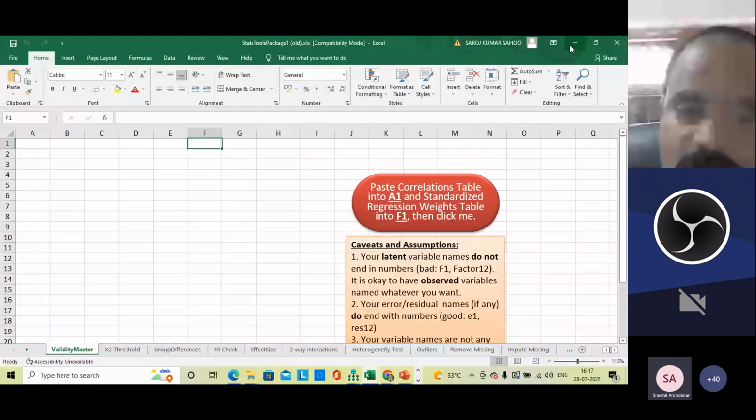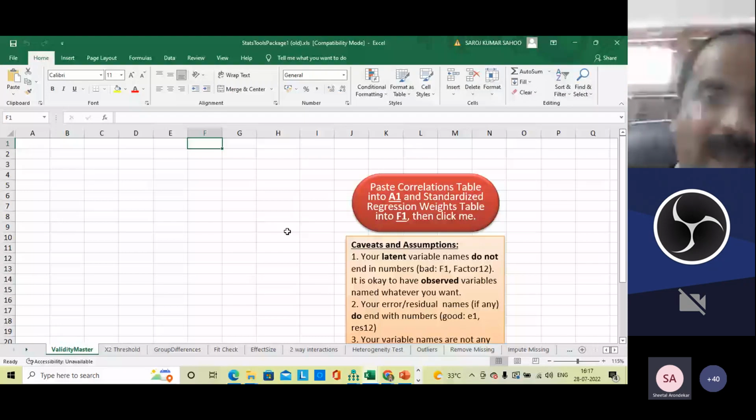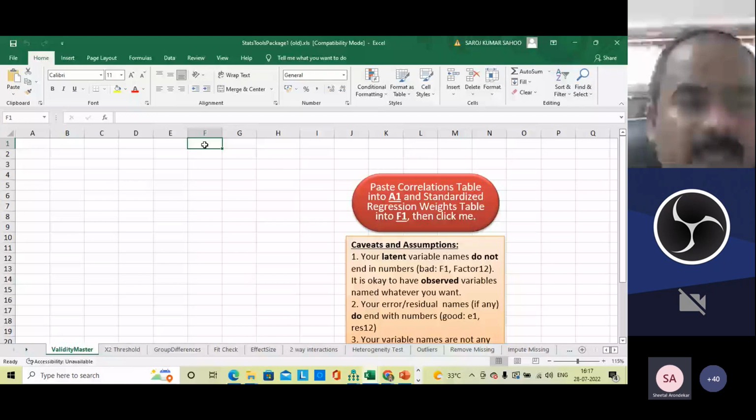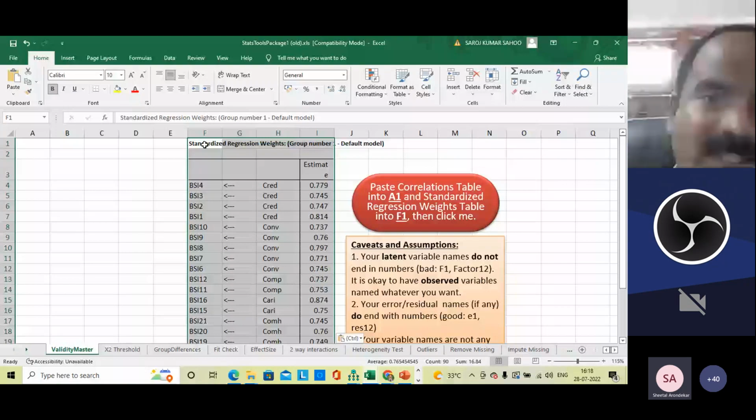So I have copied. Again I am saying, look at here. Make a left click in the standardized regression weight of the output screen. Then make a right click, then copy. Then go to the Excel sheet. I am doing it in the old Excel file. I am pasting here now. I have pasted it. Nothing to do, only paste it.